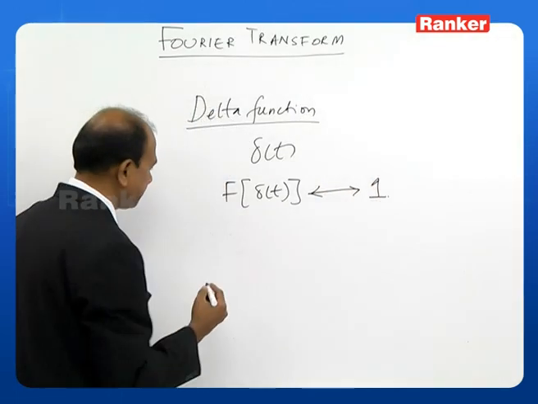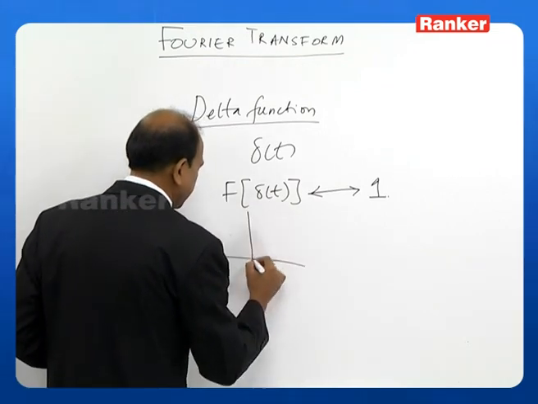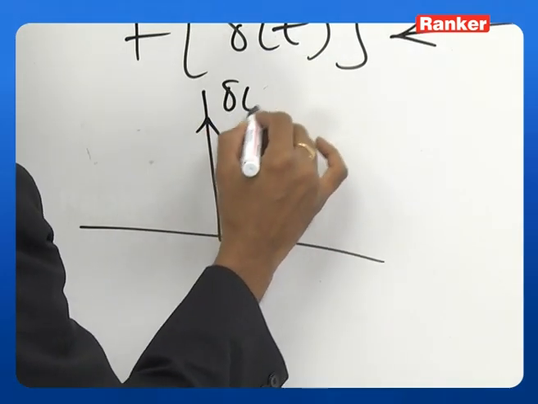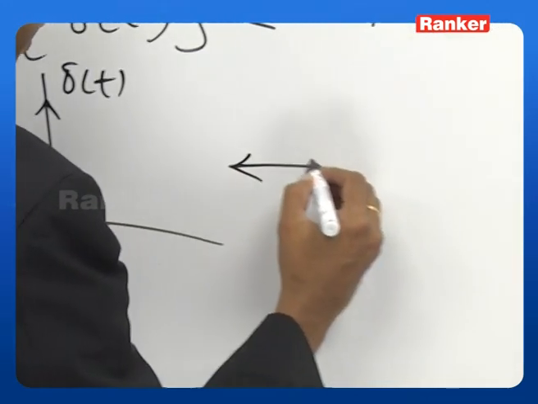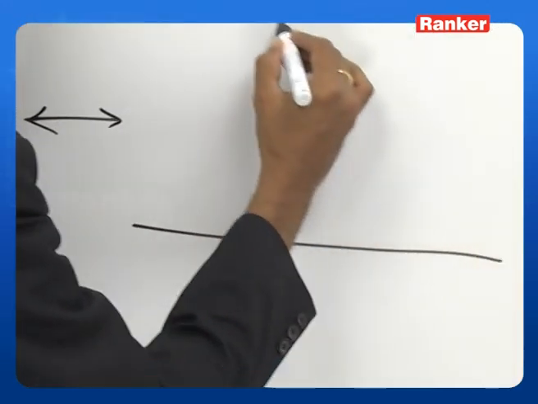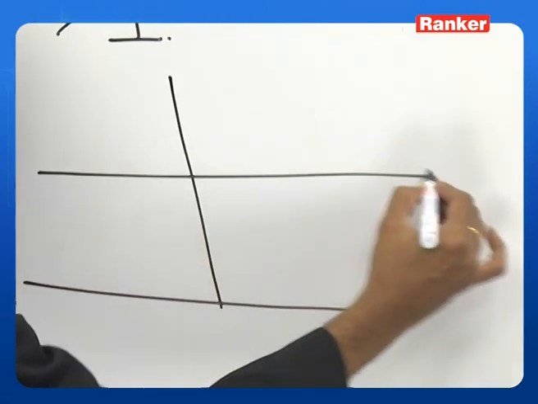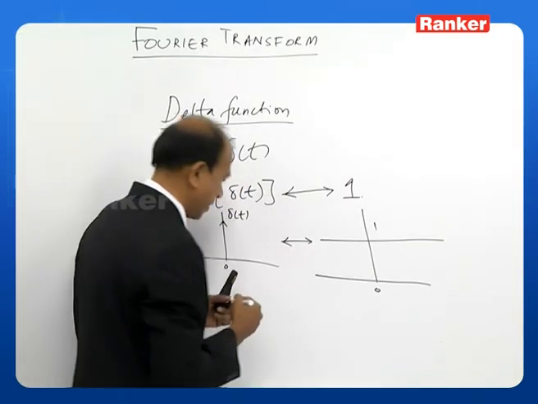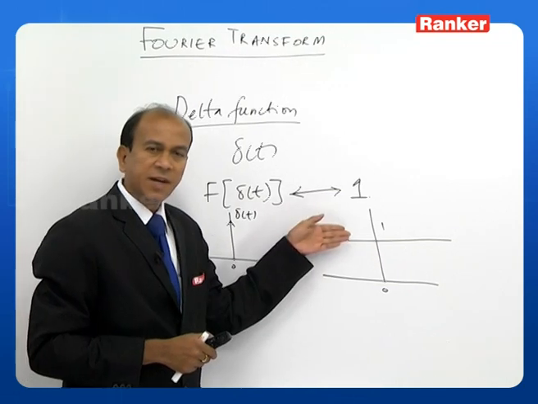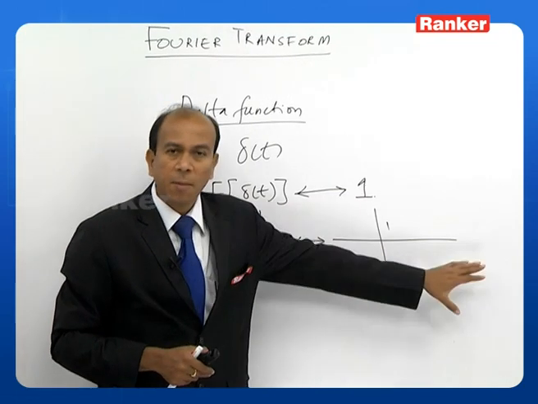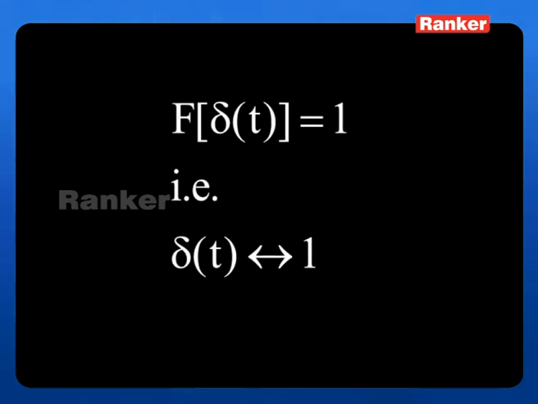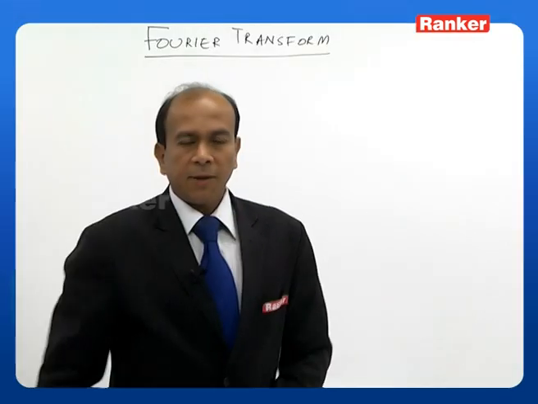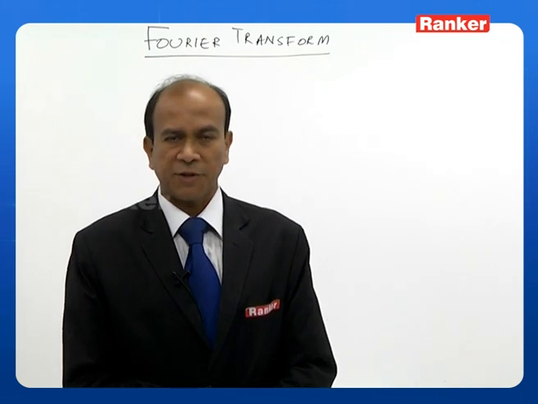That means I have a Fourier transform, this is my delta of t. This will have a Fourier transform whose value is 1, and you see this is extending from minus infinity to plus infinity. So, this is the Fourier transform of a delta function. Now, let us see some applications of delta functions.